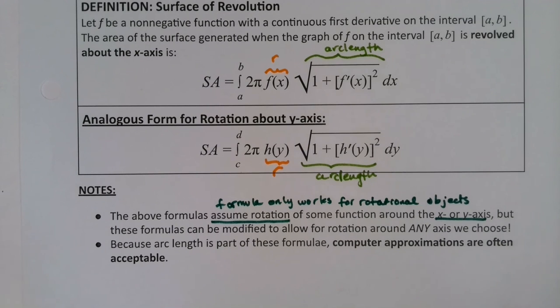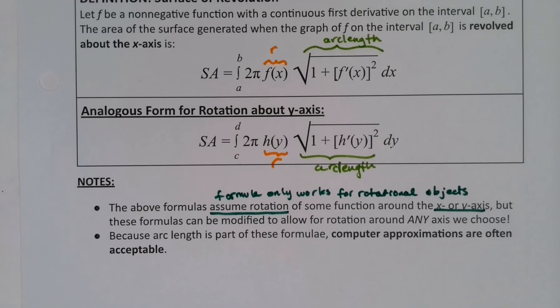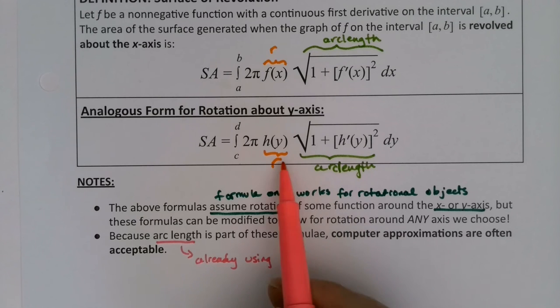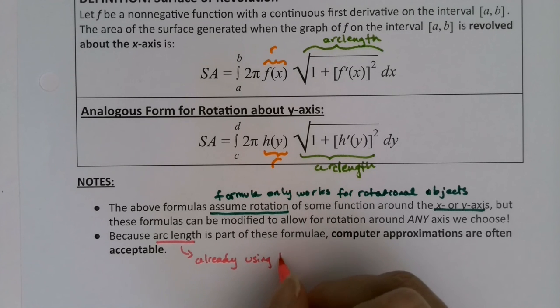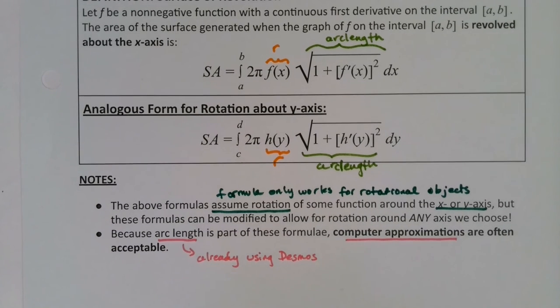And now just think about this. We were having problems already with arc length. Arc length was already an issue for finding by hand, right? So we were already using Desmos a lot to do arc length. This is arc length on steroids. It has arc length with extra bits added in. So we will really use computer approximations for surface area a lot. That's just the way it's going to be.